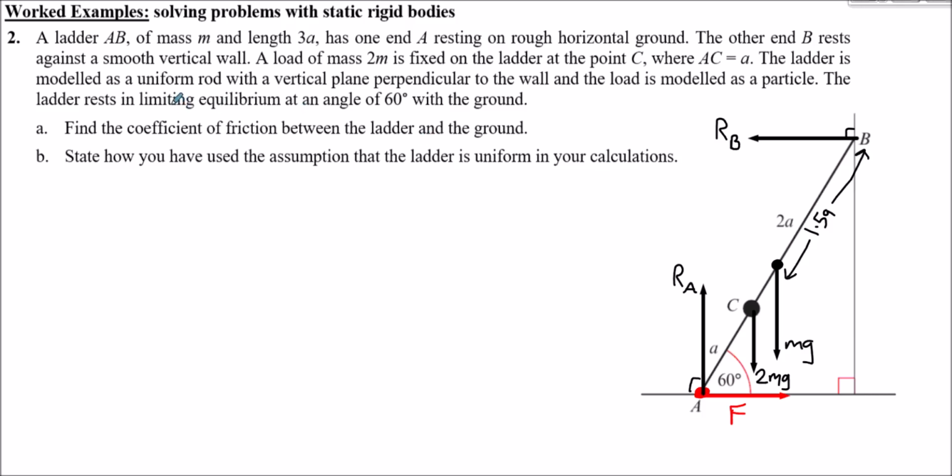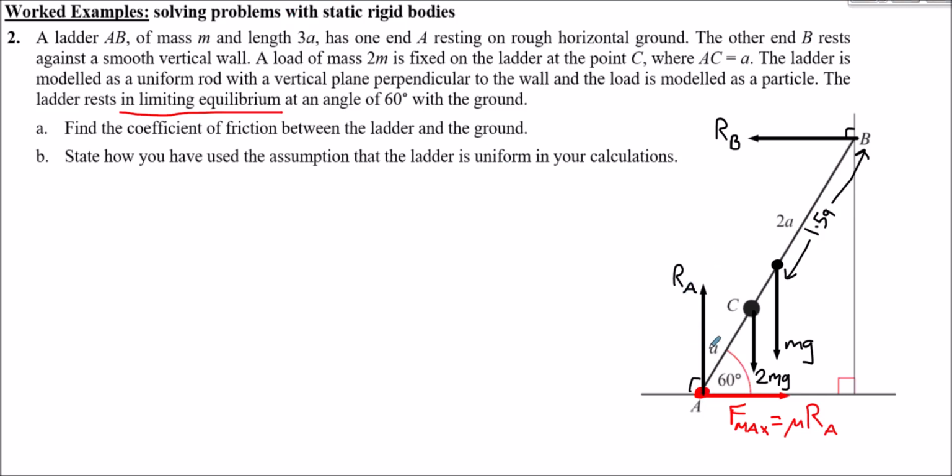So it's in limiting equilibrium. Because it's in limiting equilibrium, that means the friction will be F max. It'll be a maximum friction, which will therefore be the coefficient of friction mu multiplied by the reaction at A. So we know that because we're told it's in limiting equilibrium. So F is F max. So for part A, we need to find the coefficient of friction between the ladder and the ground. The maximum friction relates to the reaction from the ground, so we need to work out RA.